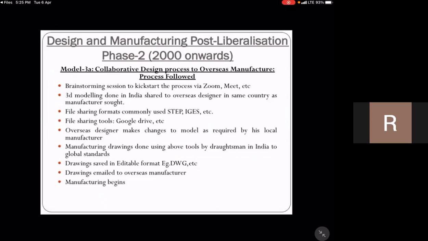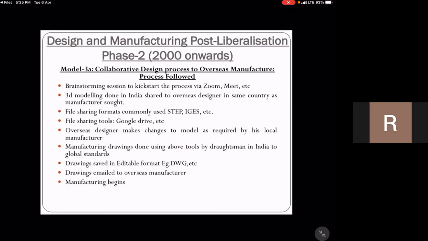So the next model which I'm going to talk about is from post-liberalization phase 2, the collaborative design process. This is the start of the era of collaborative design, where an Indian designer is allowed to participate in an overseas design process. Usually the brainstorming session would take place either in Europe or in India. But in the collaborative design process, the brainstorming session would be a collaborative process between the Indian designer and the overseas designer. The design would be shared.